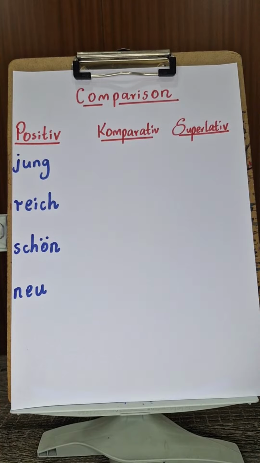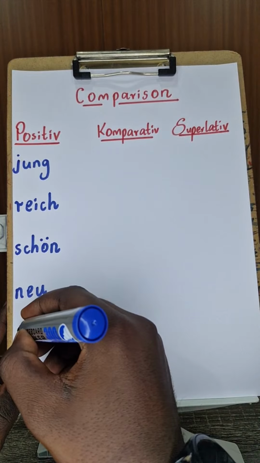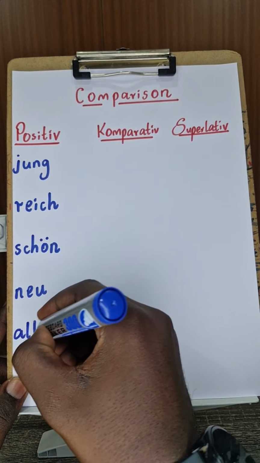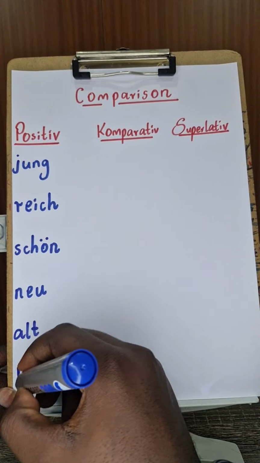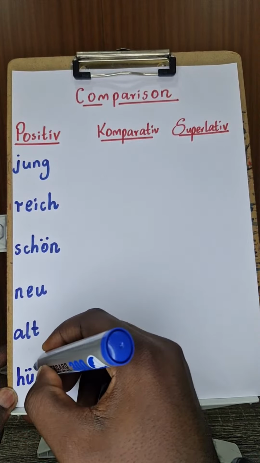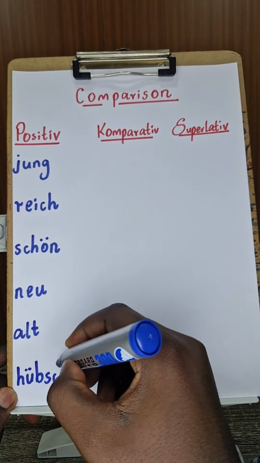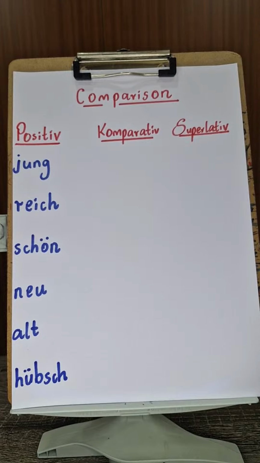Someone says, how about alt? Yes, there is also alt. Now, alt is old, alt. And then which other one? We could also use hübsch. There's this one here also, hübsch, etc. So these are some examples of adjectives. Remember that normally adjectives are those words which you use to describe nouns.